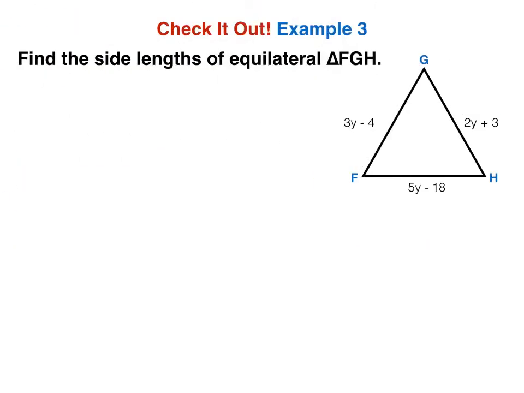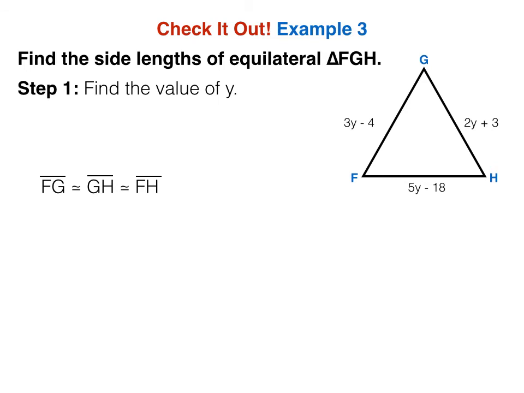All right, you try it on your own. Go ahead and find the side lengths of an equilateral triangle, triangle FGH. Pause the video now. Find the value of y. We know that all sides are equal in length, so FG is congruent to GH is congruent to FH. That's given. So the measures are all equal. That's the definition of congruent segments.